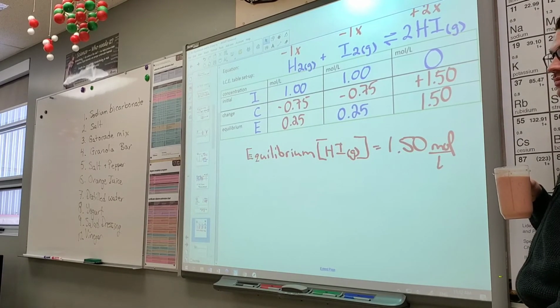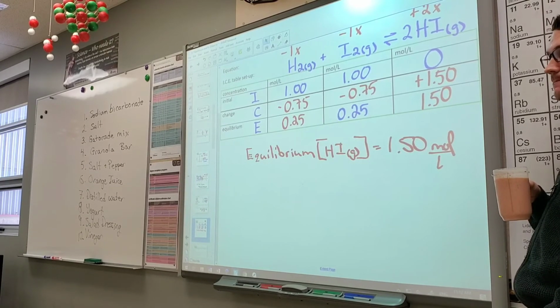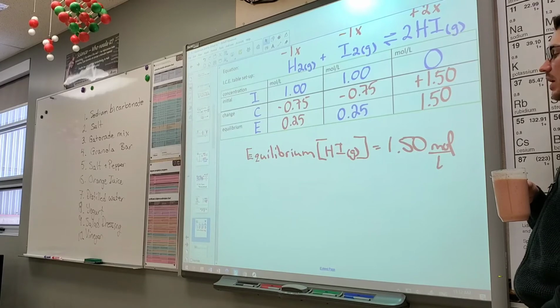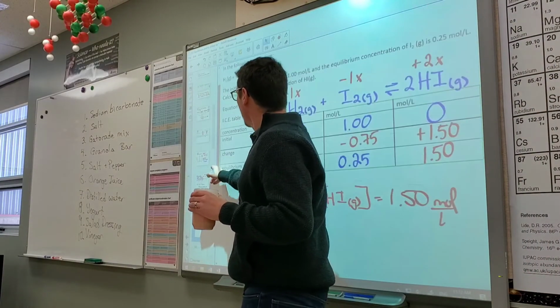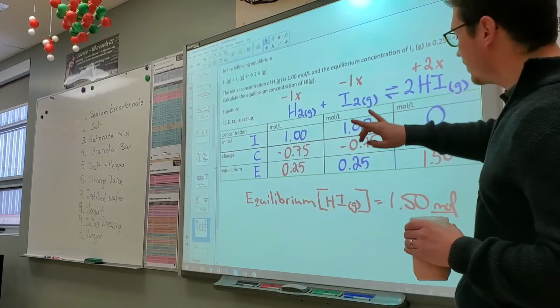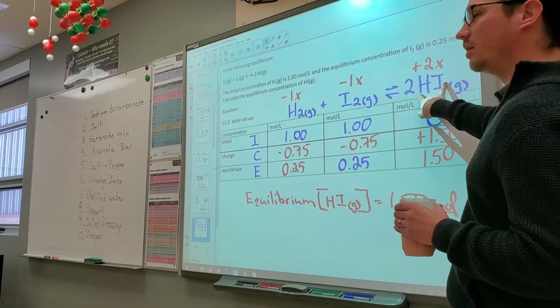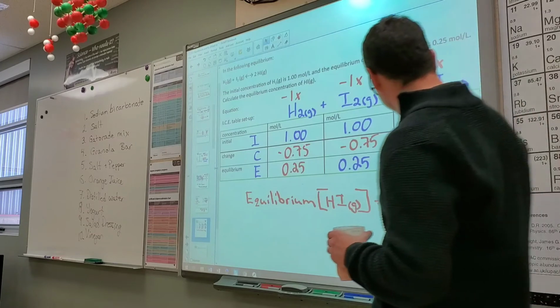I'm not exactly sure how balancing works in this circumstance, but it seems like it should be equilibrium 2HI gas is 1.5 moles per liter. Yeah, but all we're saying, I totally understand what you mean. Oh, actually, I get it. Yeah, okay. Sorry.